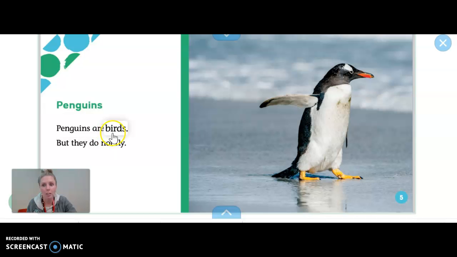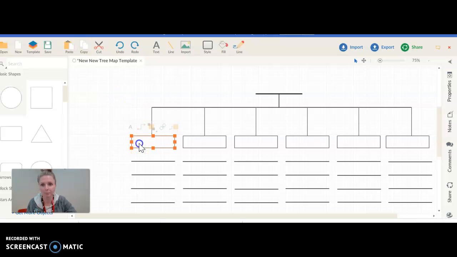So let's look back and read this sentence. Penguins are birds, but they do not fly. So one of the main details about penguins is they do not fly. Let's add that to our tree map. So I'm going to type right in here, maybe penguins. Oops, I need to capitalize the letter at the beginning. Penguins do not fly.